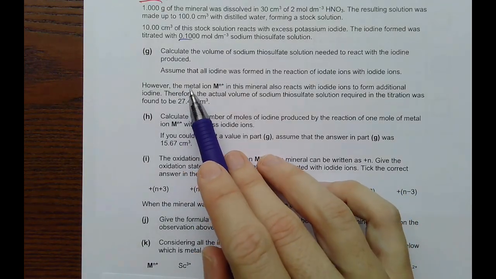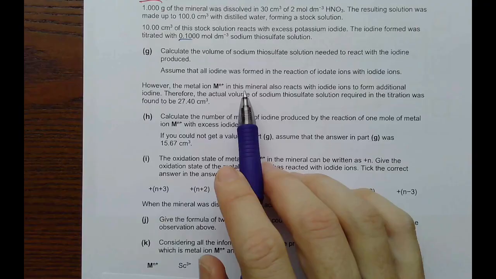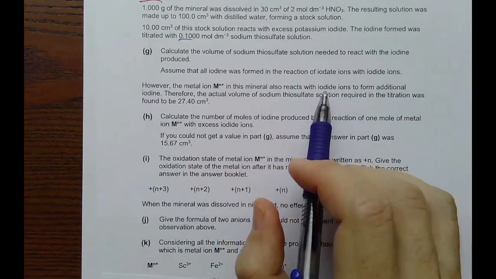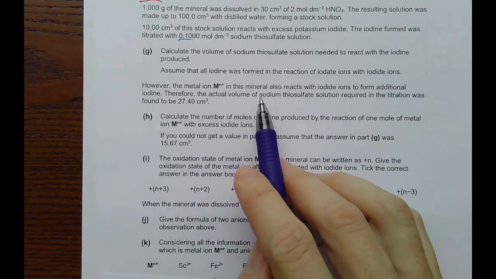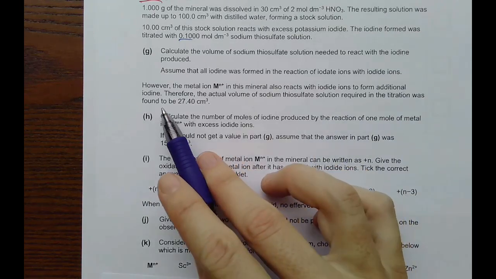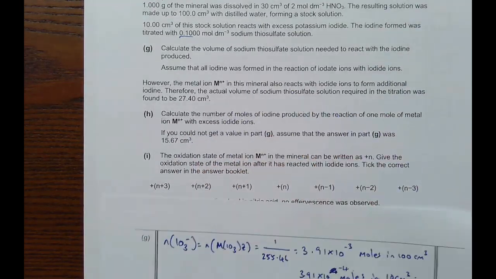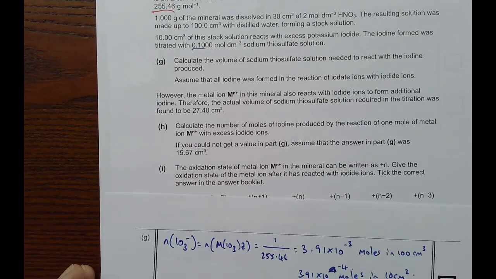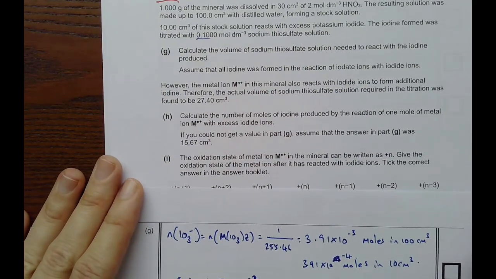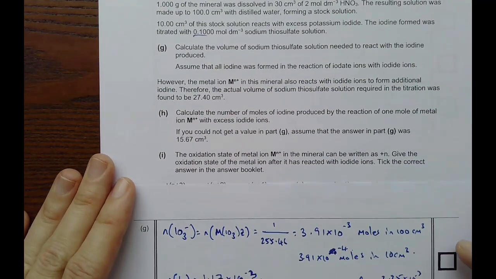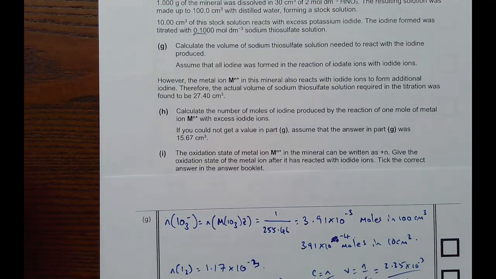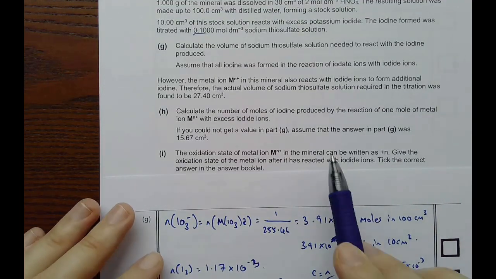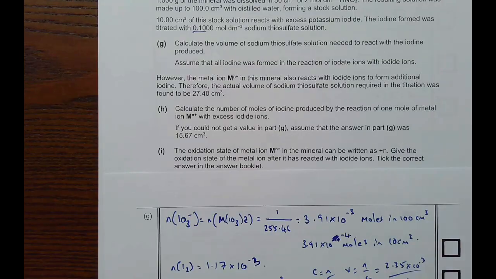Now, however, the metal also reacts with the iodides to form additional iodine. Therefore, the actual volume of sodium thiosulfate solution required in the titration was found to be 27, which is great because 27 is more than my answer. The difference is going to be due to the reaction of the metal rather than the iodate ion. Calculate the number of moles of iodine produced by the reaction of 1 mole of metal ion with excess iodide ions.